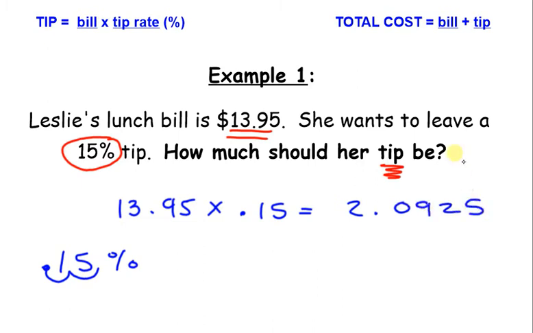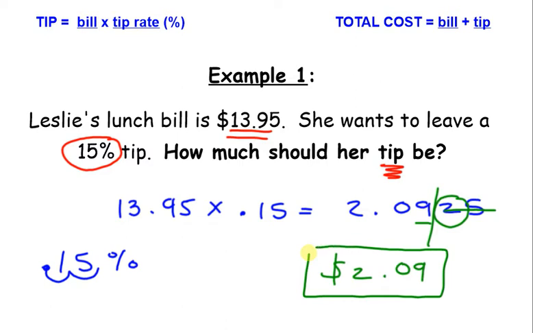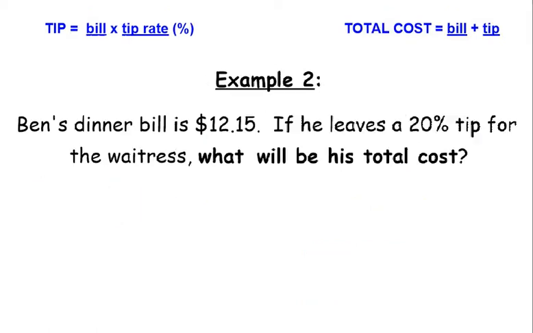When you do that in your calculator, you should get 2.0925. Okay, now it's asking how much the tip should be. So we're going to stop here and round. So we always go to the hundredths place for money. So underline the hundredths place, draw our stick. The next number tells us what to do. The 2, we're going to stay the same. Okay, so her tip should be $2.09. And that will be your final answer for this one. Now, if it asked us how much her total bill should be, we would take this $2.09 and add it to the original bill. But we'll do more examples of that.